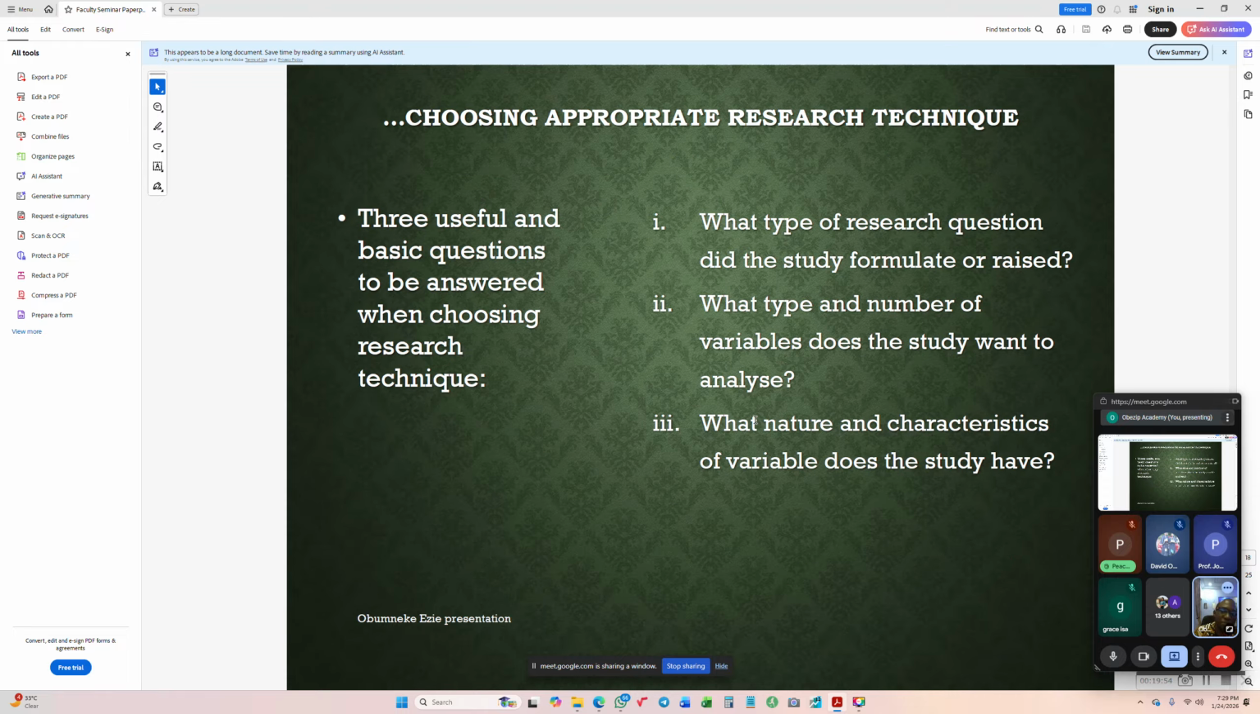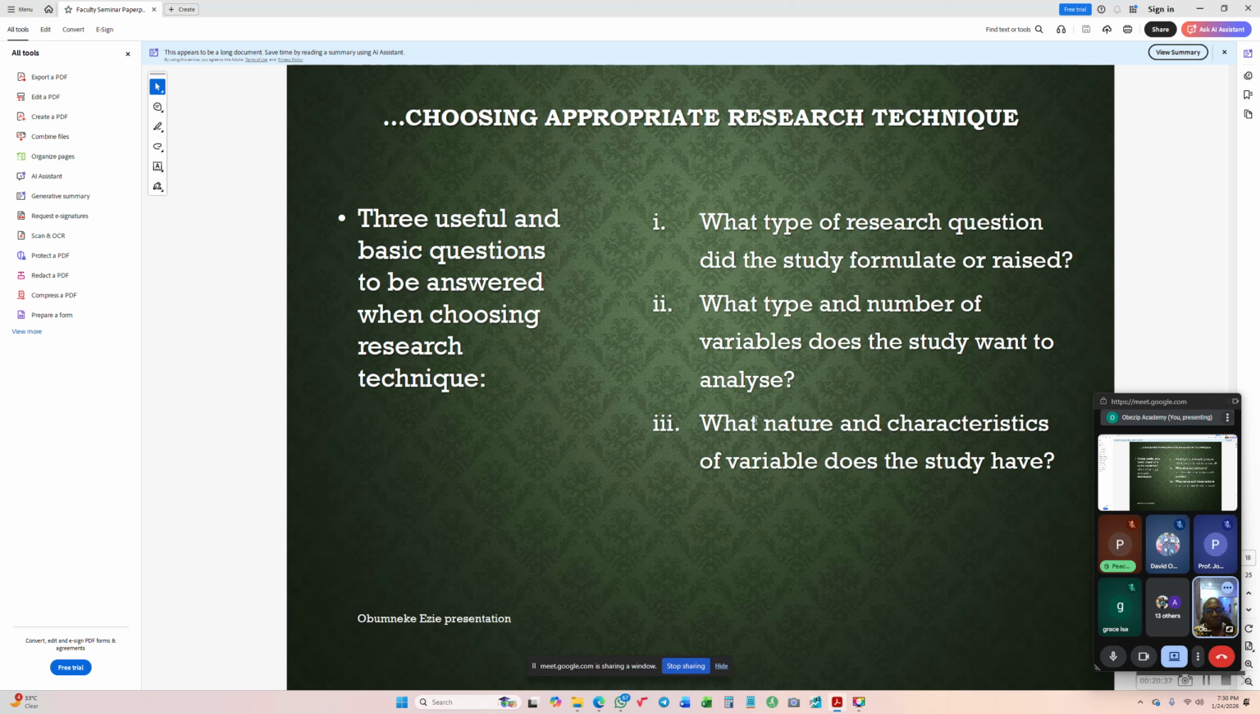Very important, when choosing your research technique, there are three useful and basic questions that need to be answered. The nature of the research technique you adopt has to do with the nature of the question you have raised in your research. One can have 4 research questions and use 4 different research techniques for them. It's not compulsory that your 4, 5 or 10 research questions must be answered using one sweeping research technique. The nature of the research question you have asked determines the method of analysis to be used.